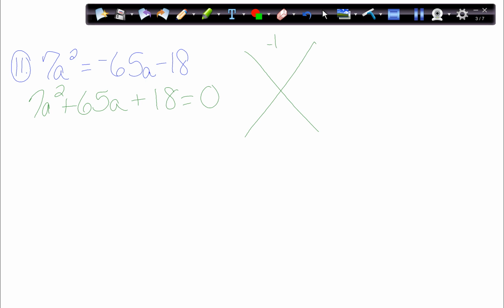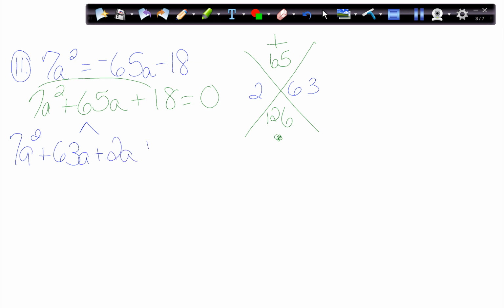Okay, so what adds to give me 65, but what multiplies to give me 7 times 18, which is 126. Whew, and that would be 2 and 63. I already did this work ahead of time, so I didn't just magically come up with that. Plus 63a, plus 2a, plus 18.